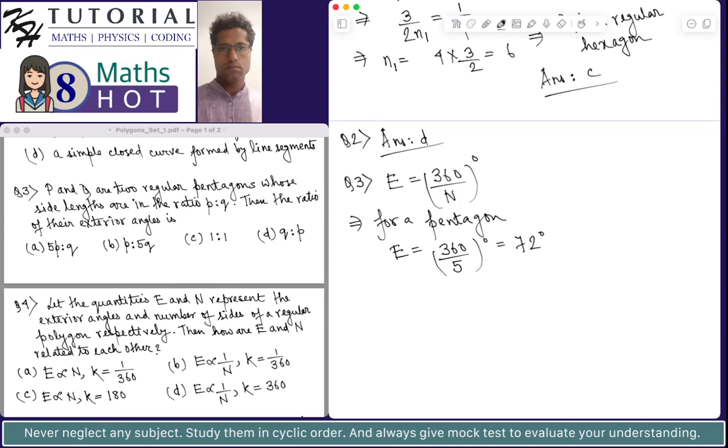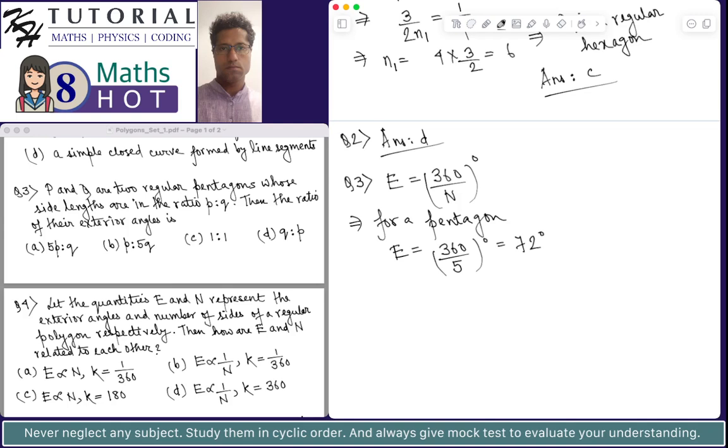So any regular polygon having number of sides 5 will have exterior angle 72 degrees irrespective of the length of its sides. So the catch is that the exterior angle is not dependent on the length of each side of a regular polygon.